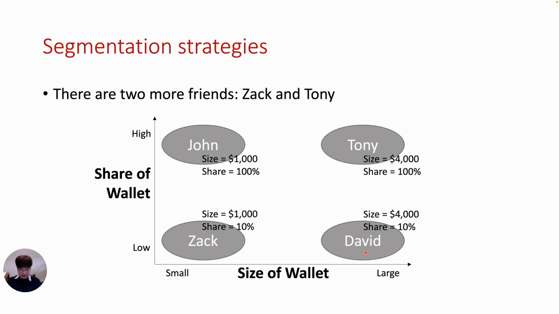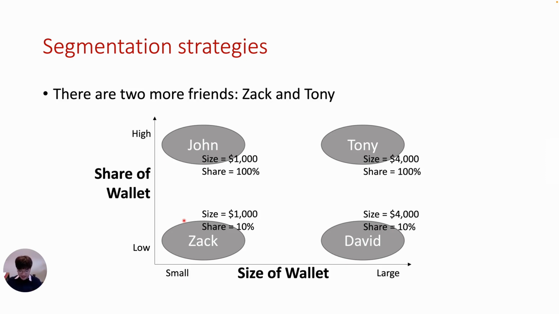David is here, the other side in both size of wallet and share of wallet. And here is Tony. He spends as much as David does, but always in Kroger like John. So his size of wallet and share of wallet both are high. But Zach's budget is as small as John's, and he rarely visits Kroger for grocery shopping like David. So his size of wallet and share of wallet both are low.